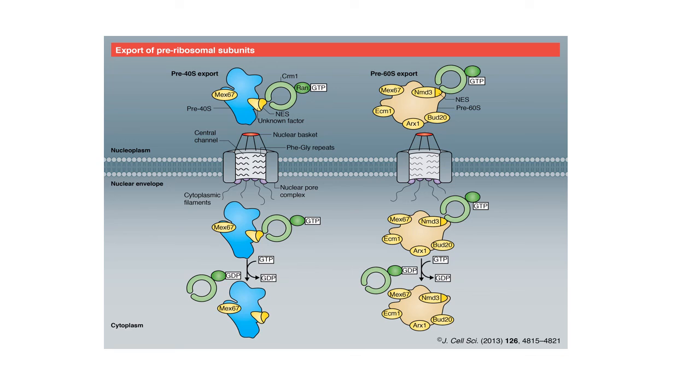Again, another representation, and we've seen this one before: the pre-ribosomal, almost done ribosomal subunits go from the nucleoplasm into the cytosol, where further maturation takes place so that they can then participate in protein synthesis.